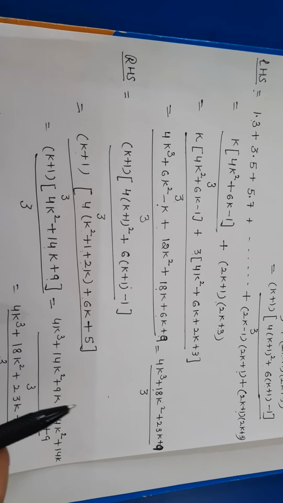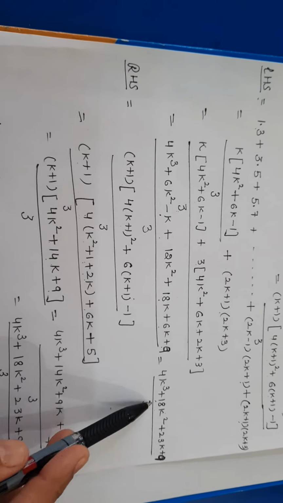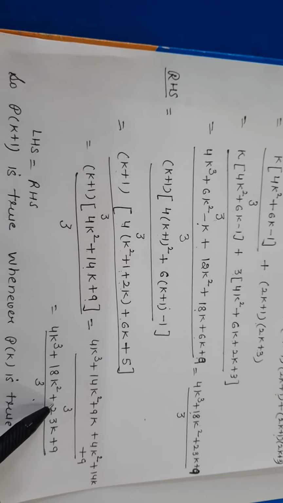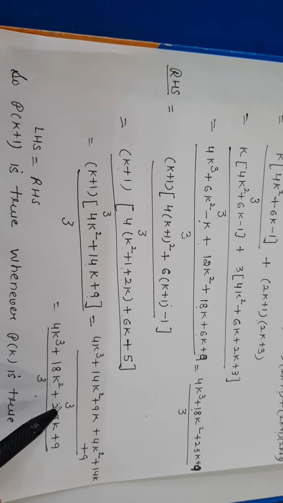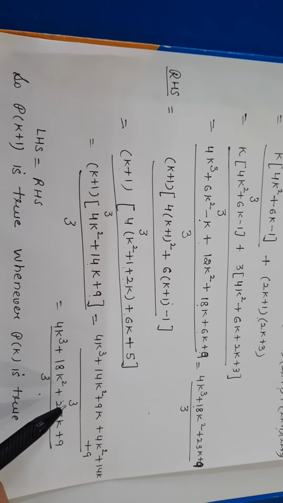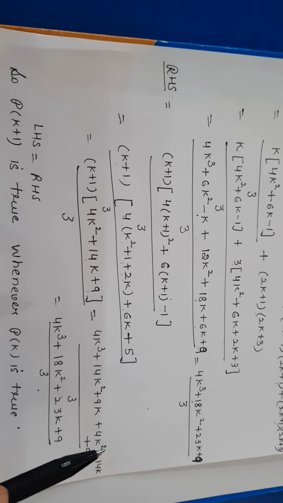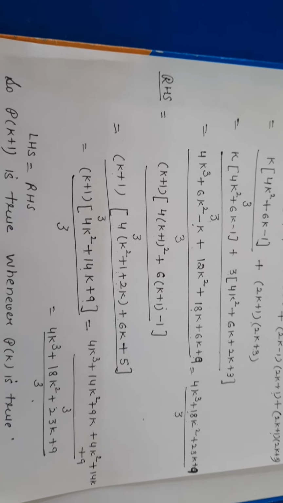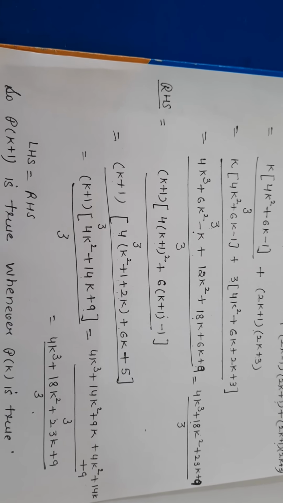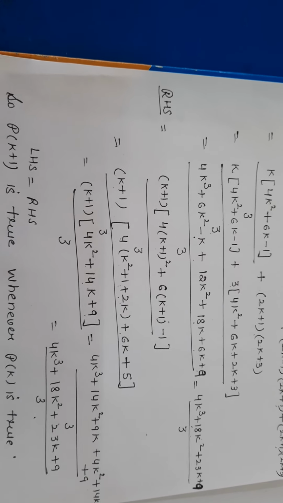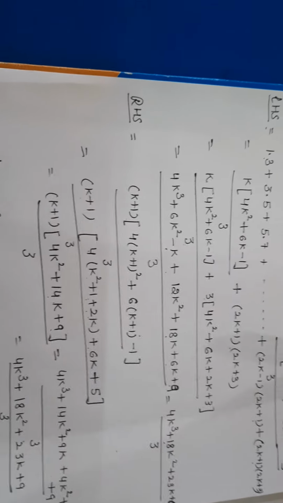That means in this question, you have shown that both left hand side and right hand side are equal. So we'll write Pk plus 1 is true whenever Pk is true. And the last line we'll write, so the given result is true by using the process of mathematical induction. Next question.